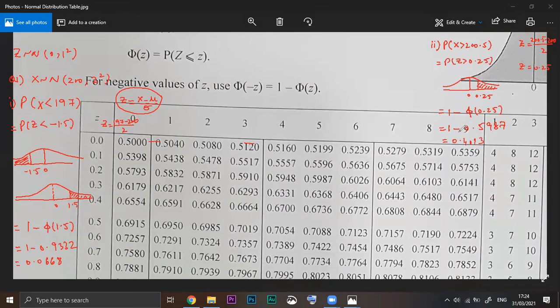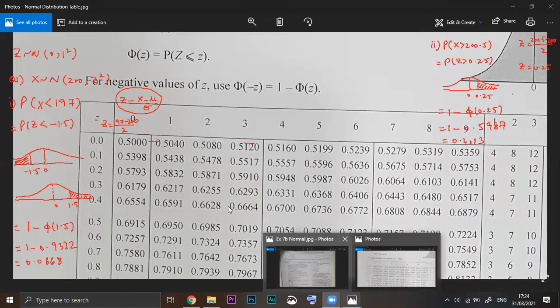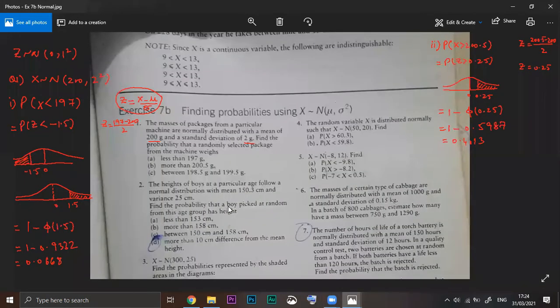No sir. Okay. Now move to the next part. The next part is between 198.5 and 199.5. Part number 3: we want to find out the probability that x is in between 198.5 and 199.5. First of all, we will convert this into z.